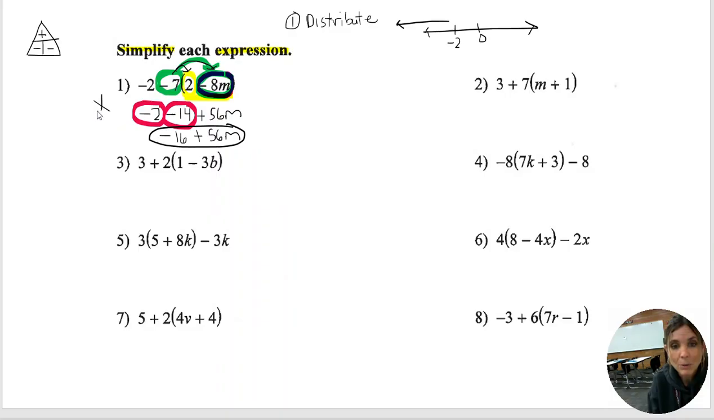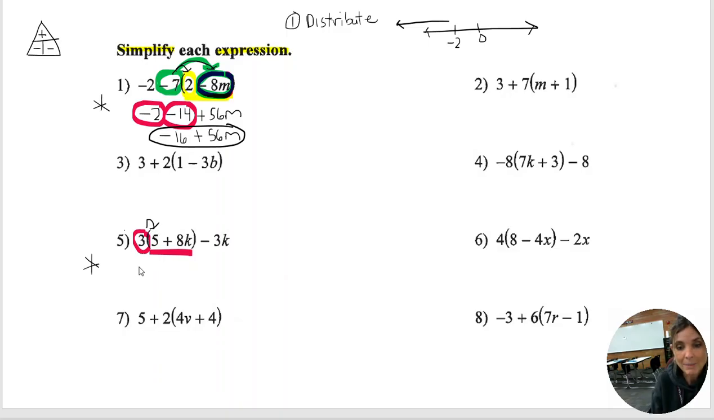Okay, so question number 1 done. The next one that I am going to do with you is number 5. So on number 5, first step is we want to look at our parentheses, and then we want to look at the number that's right next to our parenthesis, because whenever it says simplify, that means we want to distribute the number right next to the parenthesis first. We're going to write that down, and then we're going to combine like terms.